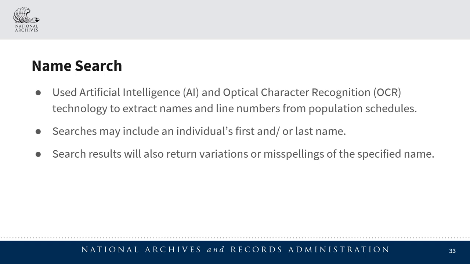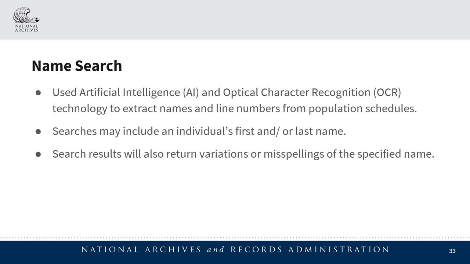To make this feature possible, our team used an artificial intelligence tool to extract names and their associated line numbers from the 1950 Census population schedules. Searches may include an individual's first and or last name, and also, the search engine has been configured to find close variations or spellings of names as they appear within the site's name index.